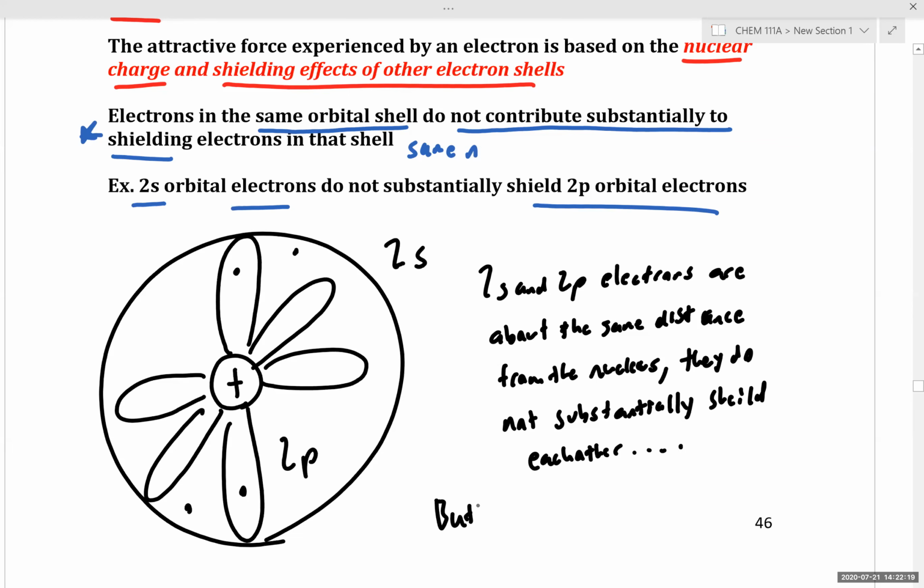But I do want to say electrons still repel each other. These are still negatively charged species, so we have to respect that. Does this make sense to everyone so far? Any questions so far?